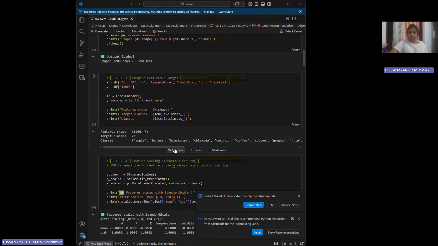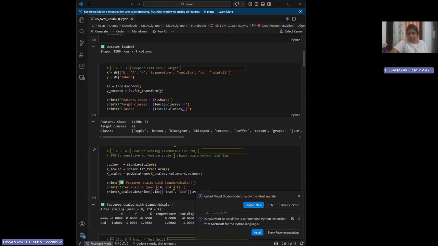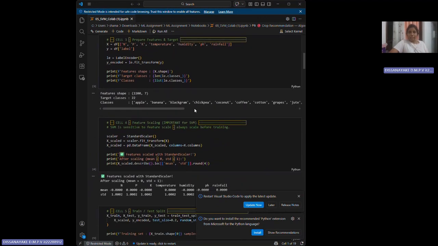Here's something really important about SVM. It's very sensitive to the scale of features. If one feature has values in the thousands and another is between 0 and 1, SVM will perform poorly. So we use the StandardScaler to normalize all features to have a mean of 0 and standard deviation of 1. This step is non-negotiable for SVM.